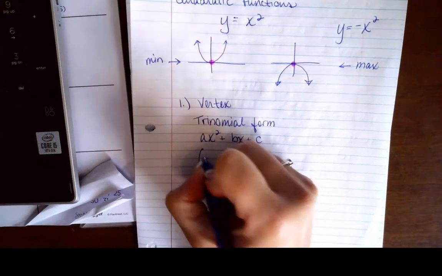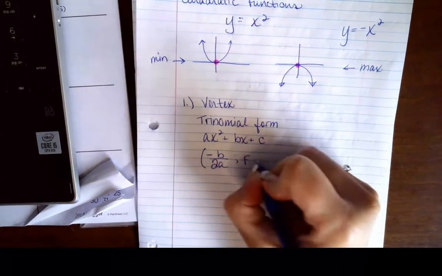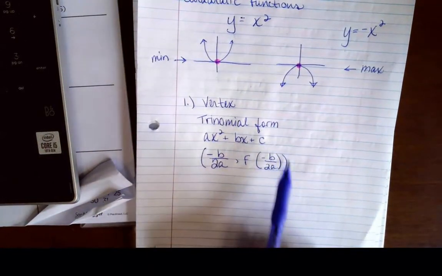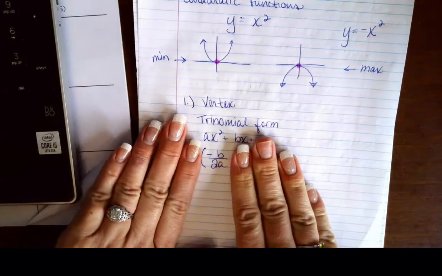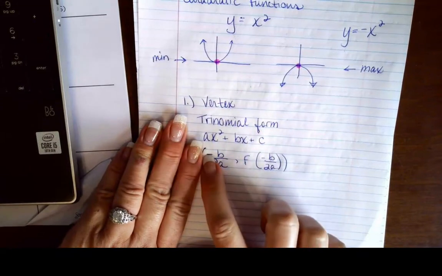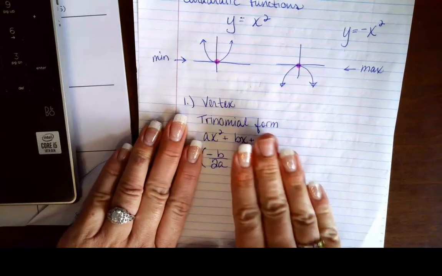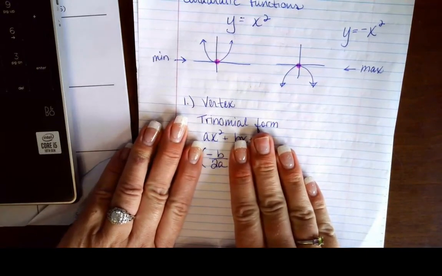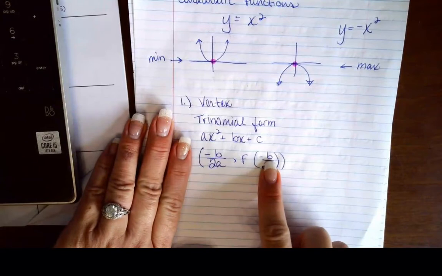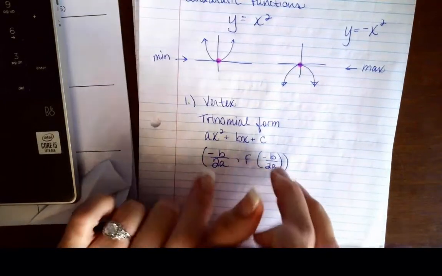What I'm going to do is create my x coordinate of the vertex to be negative b over 2a. Then I'm going to take that value and evaluate it in the function, and that's going to give me my y coordinate. That should look familiar to you because it's awfully similar to a part of the quadratic formula: negative b plus or minus the square root of b squared minus 4ac, all over 2a. This is the part of the quadratic formula that does not include the radical. Once you know what that number is, plug it back inside your function and find the y coordinate. That's how I'm going to find the coordinates of my vertex if I'm in trinomial form.